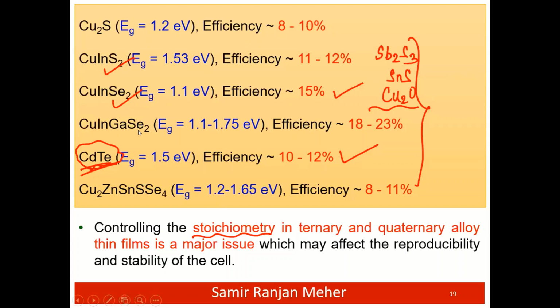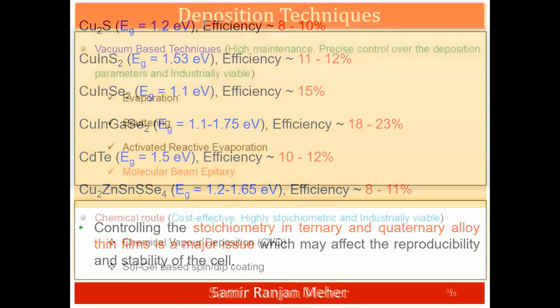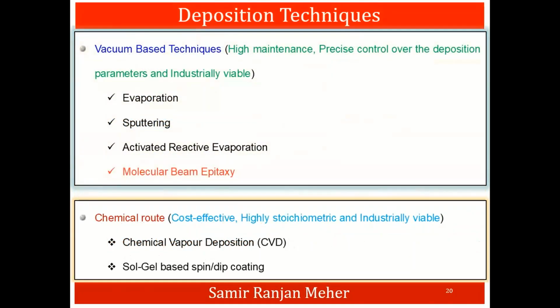Now let us go to the deposition techniques which are widely used for the fabrication of thin film based solar cells. As we know from yesterday's discussion also, there are two basic types of deposition techniques. One is the vacuum based technique, and another one is through the chemical route. Vacuum based techniques are a one-time investment, but they need high maintenance. But as a result, we get precise control over the deposition parameters, and it is industrially viable.